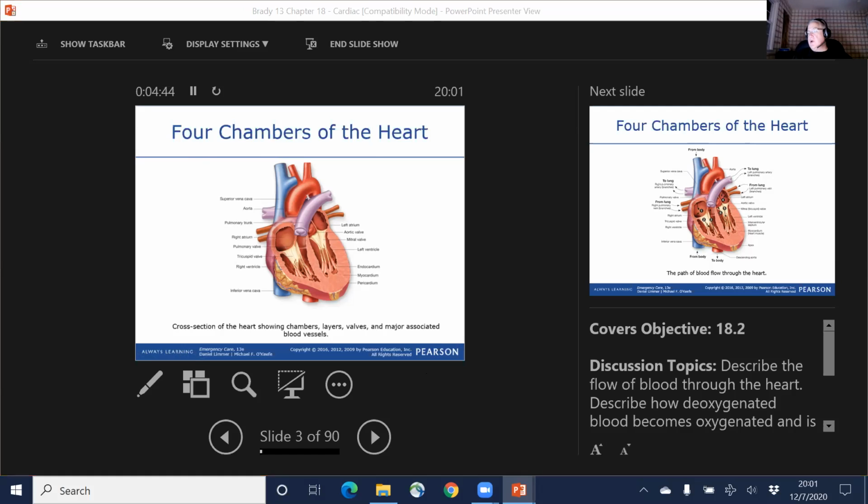Okay, so let's do a quick review of the anatomy and physiology of the heart. We know that the heart is the pump of the cardiovascular system, and it's pumping fluid called blood through tubes called blood vessels, right? And the blood, we said, has four components to it.